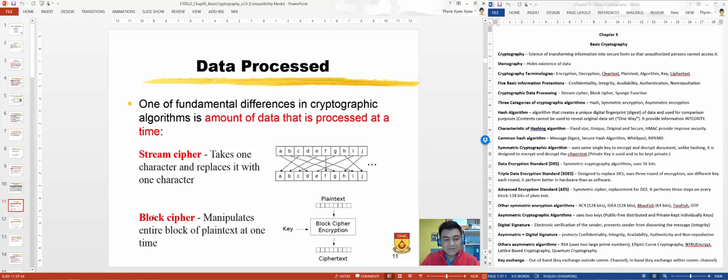Okay, the next type of cipher is called a block cipher. It manipulates entire blocks of plain text at one time. So this is my plain text, and I inject a key value, and it will transform into ciphertext. Okay, this is called a block cipher.